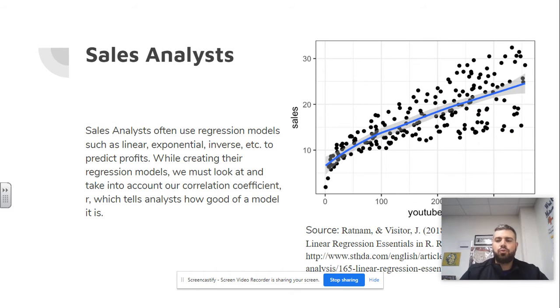Sales analysts often use regression models, and there's lots of different types. There's linear, exponential, inverse, and we're actually going to look at a problem where we look at each one of those for some sort of data, and they use that to predict profits. Now, when we're making regression models, if you're in some sort of a statistics class like I am currently, or one that you teach, you'll know that correlation coefficients, R, are really important. The closer it is to 1, the better it is at predicting and using our model, right? They're going to use lots of different regressions, and they're going to get that number as close as they can to 1, right?